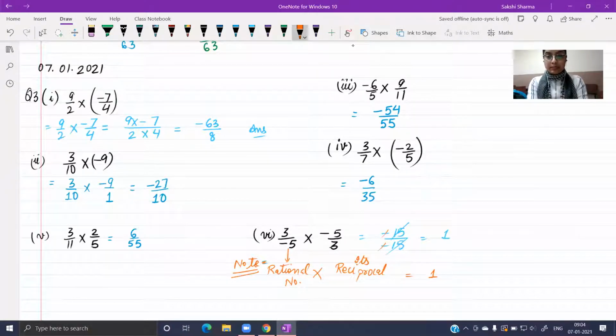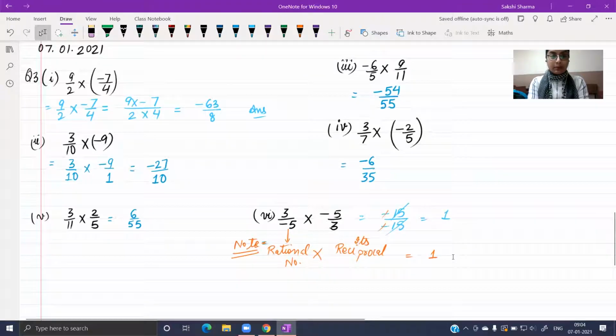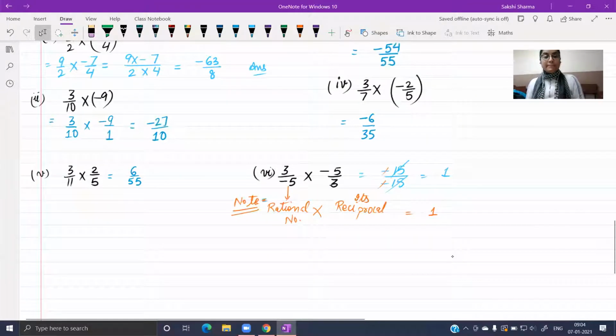Reciprocal is also called multiplicative inverse. Kindly keep that in mind. Then we have the next question, which is division. Just be a little careful.